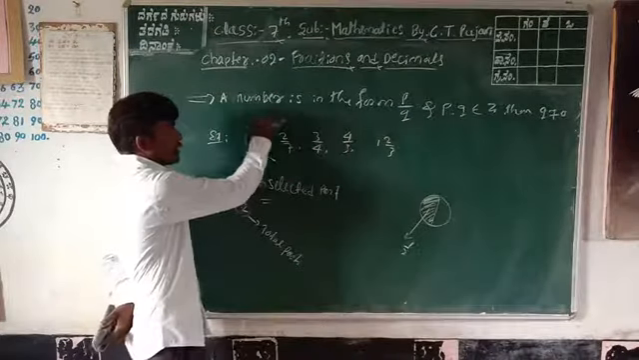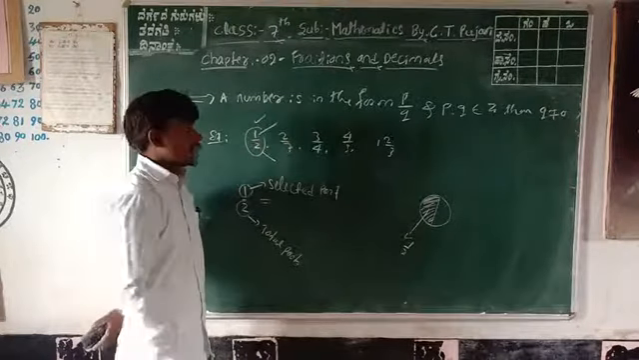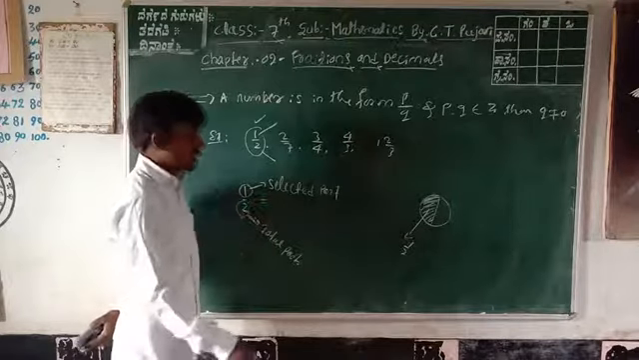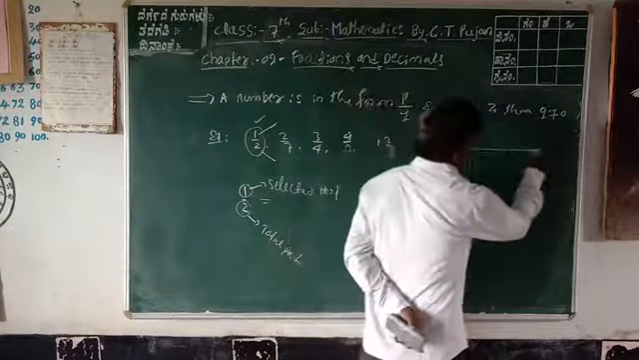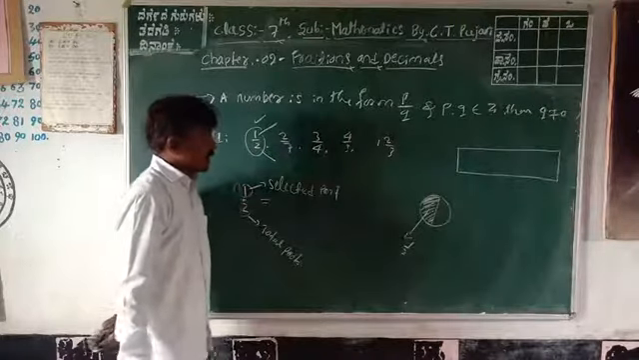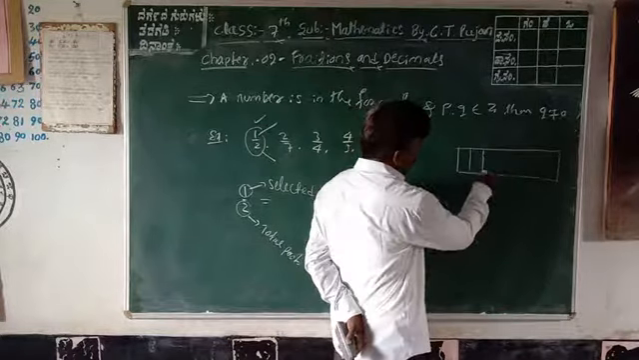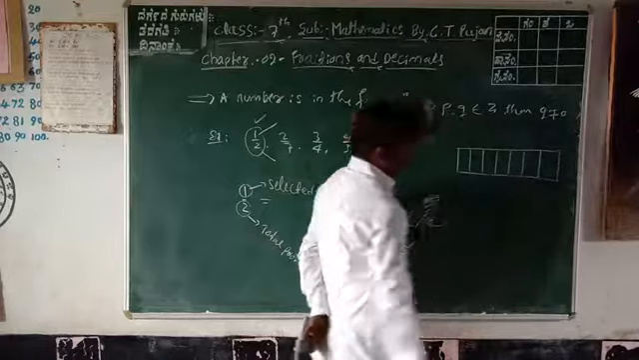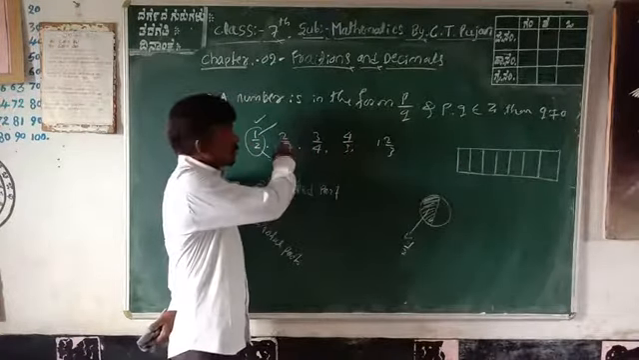This is the first example. The second one is 2 by 7. 2 is the numerator, 7 is the denominator. You can draw a diagram of 2 by 7. Take one rectangular figure. We can take a total of 7 sub boxes: 1, 2, 3, 4, 5, 6 and 7. Therefore, there are 7 boxes in total, and the fraction is 2 by 7.